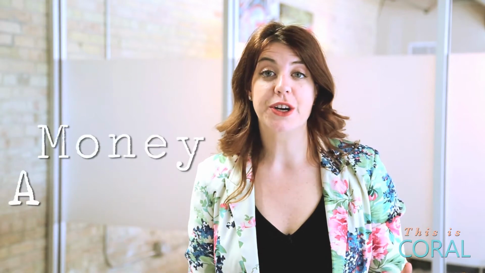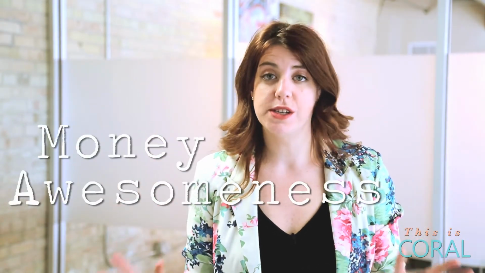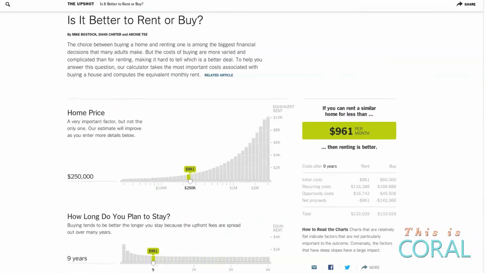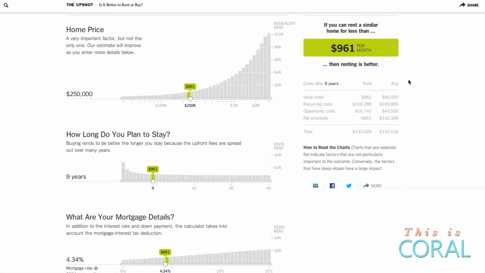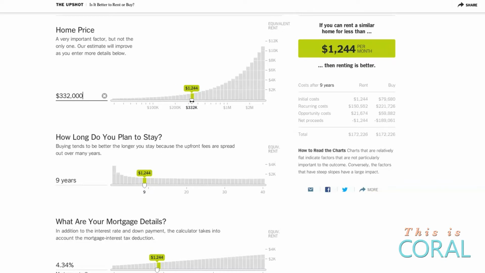You may have already heard about the fabulous New York Times rent versus buy calculator that came out in May, but if not, I want to talk about it again because it's just that fabulous. When you first get to the tool, you'll see a colored green box in the top right. This is the amount of rent that, if you can rent below that, makes it better off for you to rent than buy. And this number will change as you manipulate the different variables on the actual online tool.